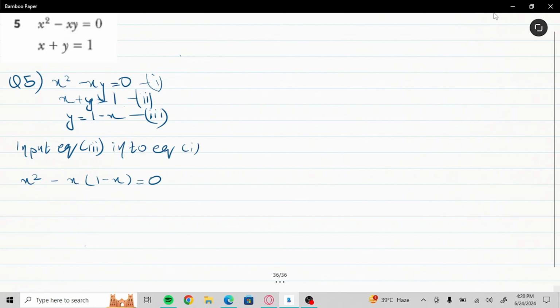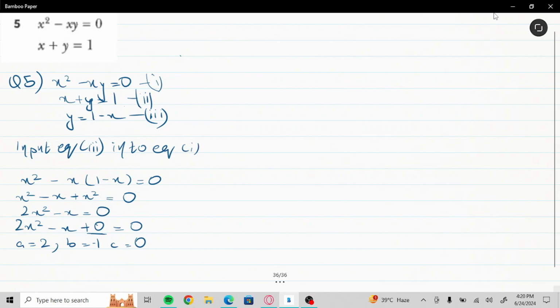Okay, and what's next is we're going to simplify. So x squared minus x plus x squared is equal to 0. 2x squared minus x is equal to 0. Another way to write it is 2x squared minus x plus 0 is equal to 0, because if there's no value, there's obviously a 0. And you could do this through the factorization method, or any other method. What I'm going to do right now is take a is equal to 2, b is equal to negative 1, and c is equal to 0.